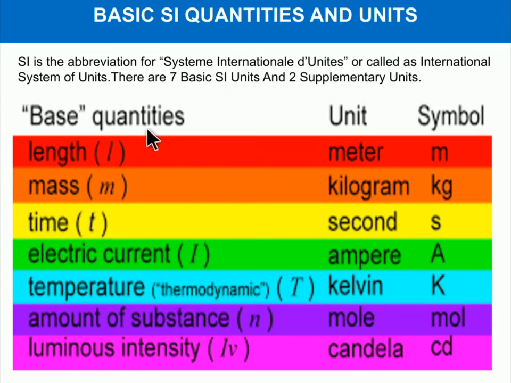Base quantities and their units. Length has the unit meter, mass has the unit kilogram, time has the unit second, electric current has the unit ampere, temperature has the unit Kelvin, amount of substance has the unit mole, and luminous intensity has the unit candela.